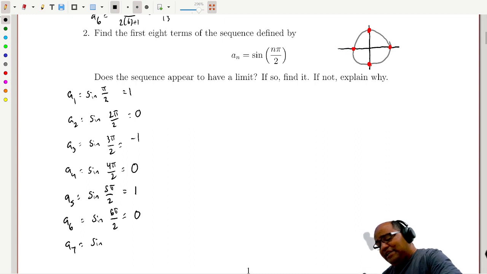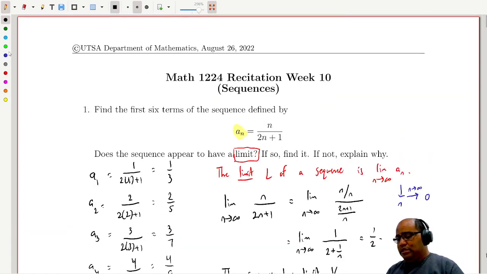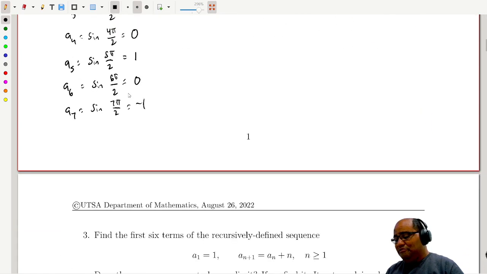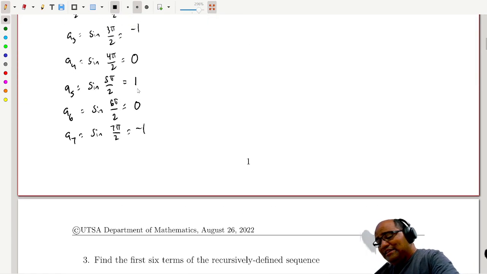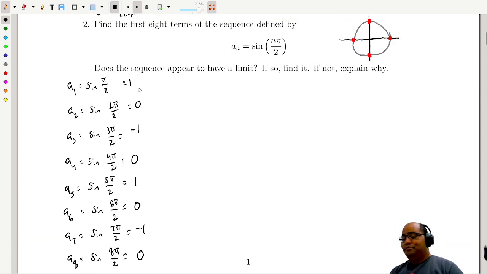A7 is sine of 7 pi over 2. If you use the same reasoning in the picture, we get a -1 here. That's not good. All right. This is fine. Sine of 8 pi over 2. You'll see that that's 0.